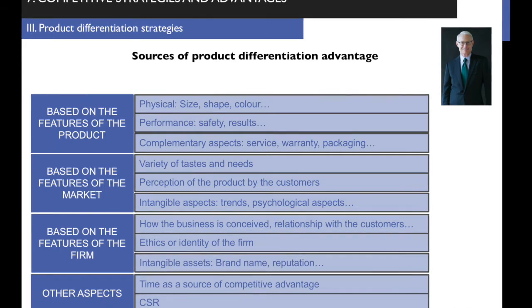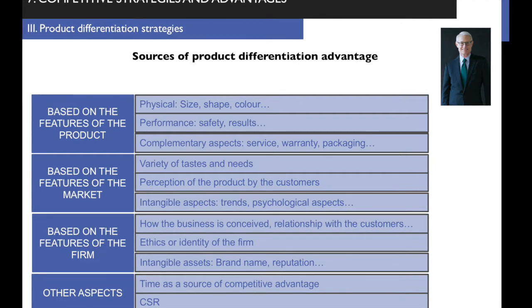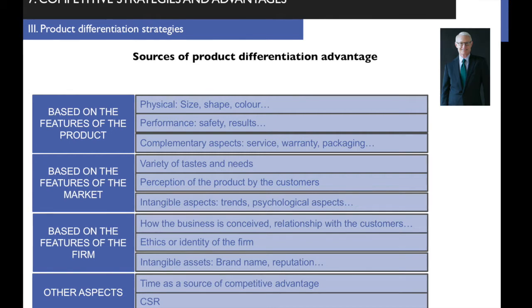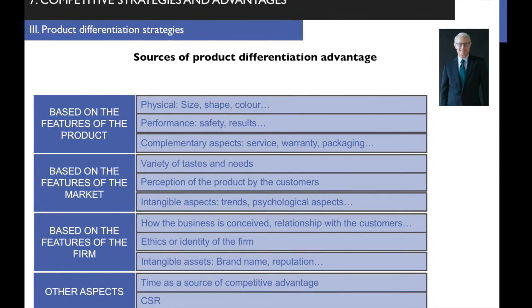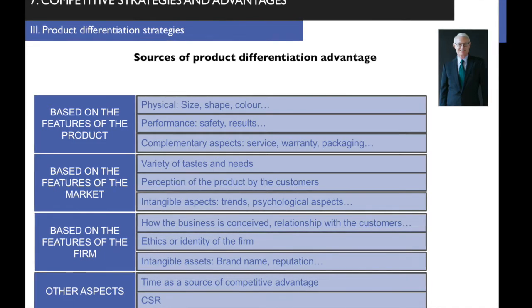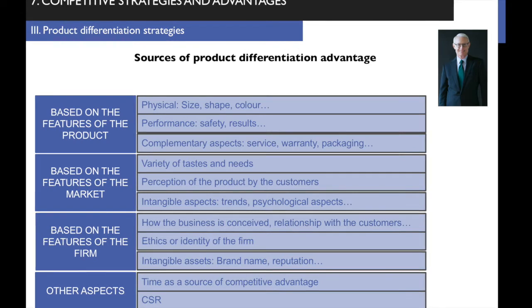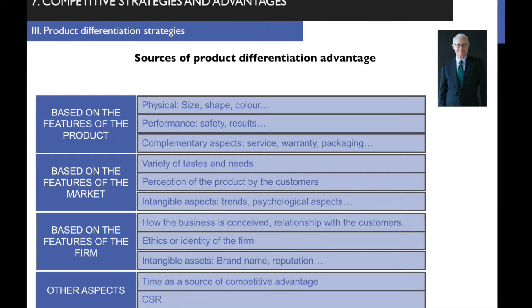Finally, there can be some intangible aspects of the product. Let us say if the product is trendy, it's fashionable, many customers will look for it and it will be especially attractive. Then sometimes it's not about a specific product, but about the entire firm. It's the image of the entire firm which creates a differentiation. Let us say how the business is conceived, how the relationship with the customers is carried out.